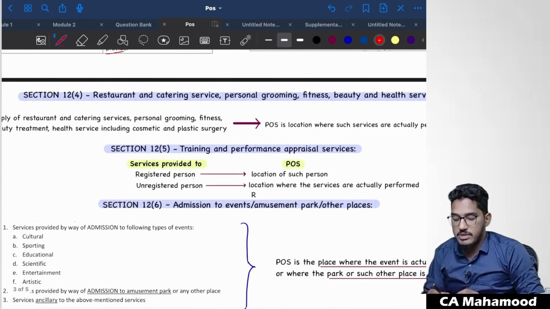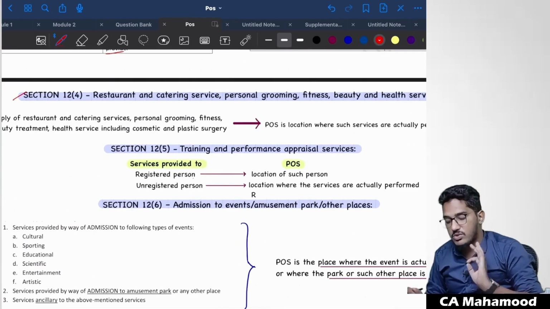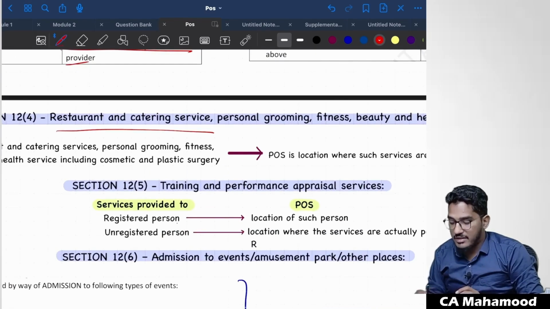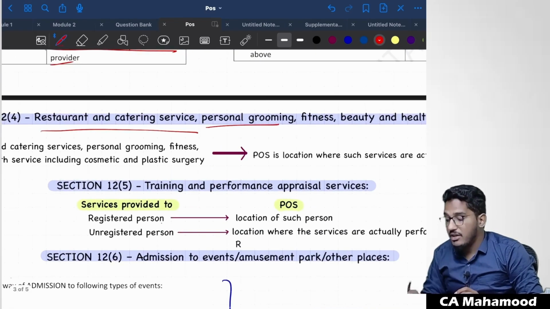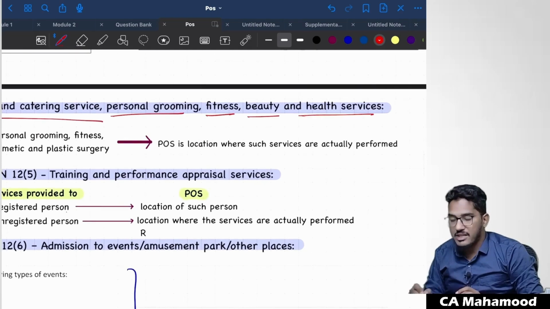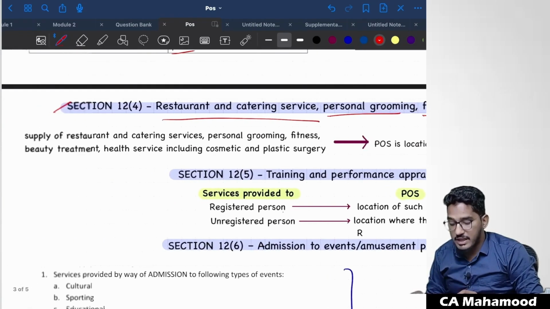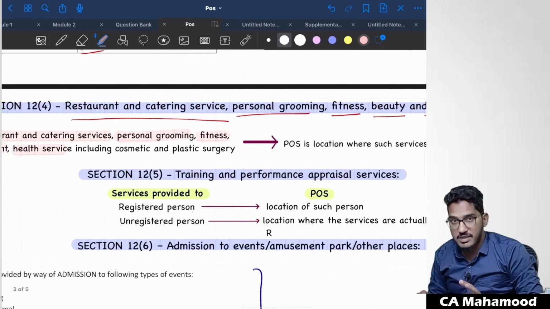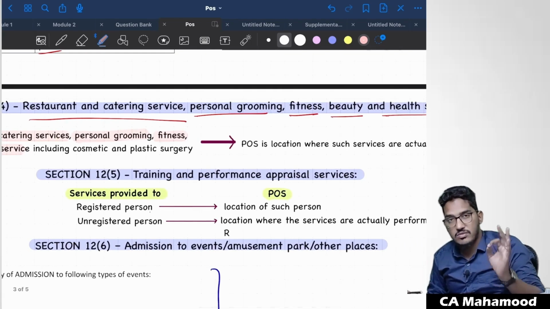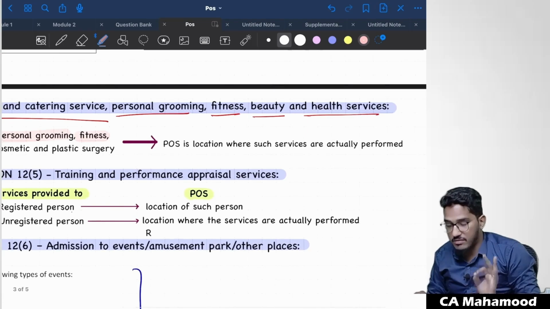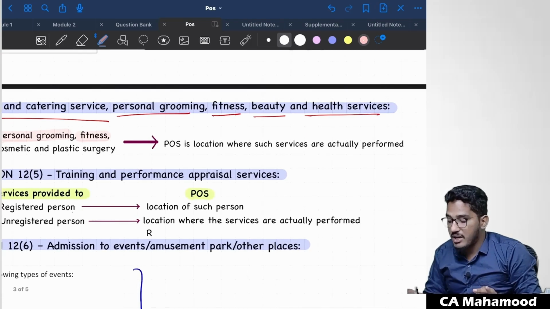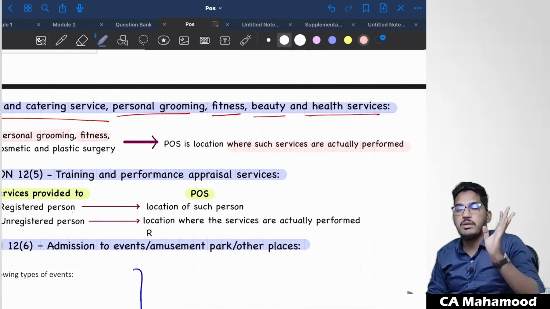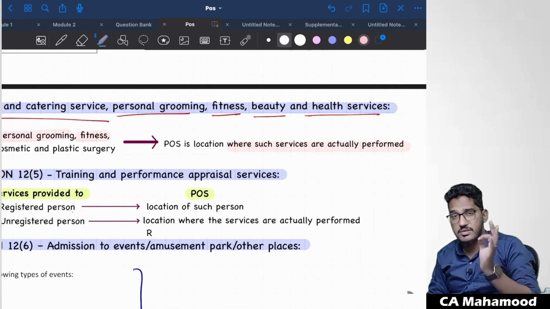Now let us talk about 12 subsection 4. 12 subsection 4 is going to exclusively talk about restaurant and catering services or personal grooming, fitness, beauty and healthcare services. So which kind of services, guys? Supply of restaurant and catering services, personal grooming services, fitness, beauty treatment, health services, including cosmetic and plastic surgery. In these cases, the location of the supplier and the location of the recipient become irrelevant. The place of supply is always going to be wherever such services are actually performed.